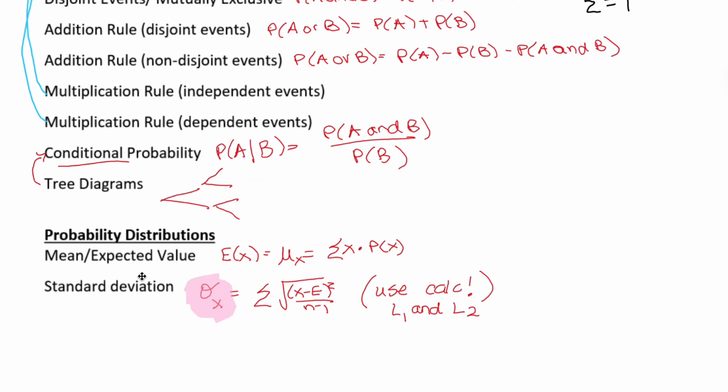For probability distributions, mean and expected values are represented as E, just shorthand for expected. It's equal to mu sub x, which just means the mean, right? To calculate by hand, we find the summation of x times the probability of x for each value. And standard deviation sub x is equal to the square root of the summation of x minus the expected value, quantity squared, over n minus 1.